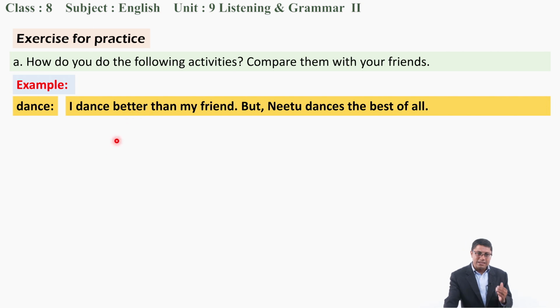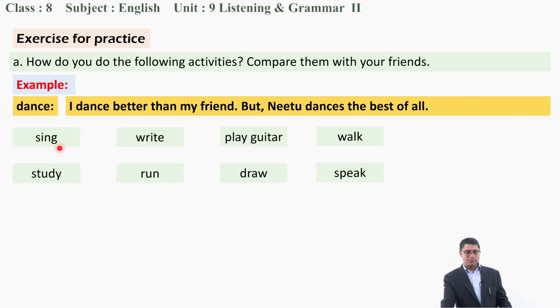Okay. In the same way, you will be writing comparing you and your friend. So you do have some activities here: sing, write, play guitar, walk, study, run, draw, and speak. So you will compare how do you sing and how does your friend sing, and then you will make the comparison as we did in the example. This is your assignment, dear students.